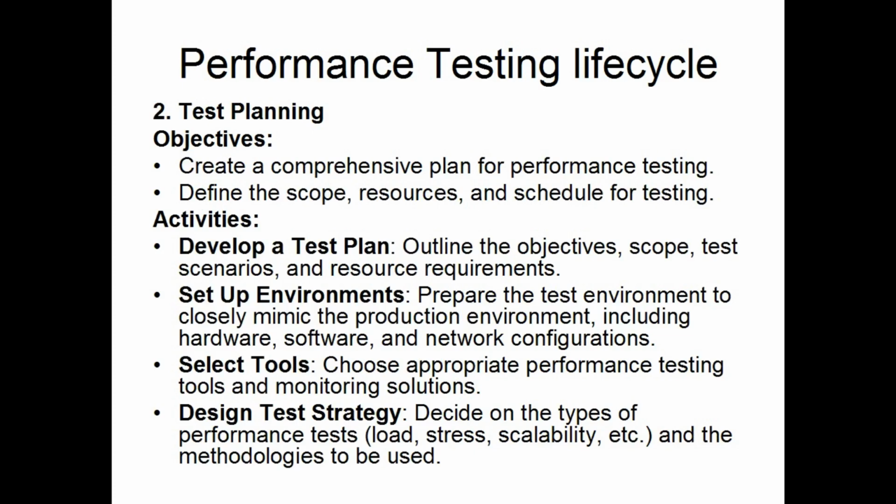Test planning. The objective of test planning is to create a comprehensive plan for performance testing. Define the scope, resources, and schedule for testing. Activities: develop a test plan, outline the objective, scope, test scenarios, and resource requirements. Set up environments: prepare the test environment to closely mimic the production environment, including hardware, software, and network configurations. Selecting tools: choose appropriate performance testing tools and monitoring solutions. And design test strategy: decide on the types of performance tests, for example, load, stress, scalability, soak test or endurance test, and the methodologies to be used.